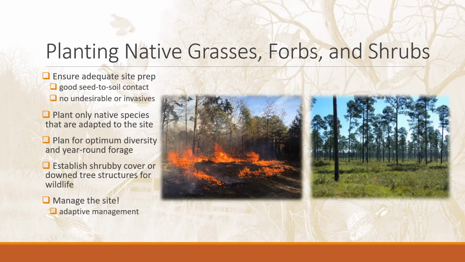So downed tree structures are basically kind of like brush piles without all the dirt and debris in them. But if you were to cut down some trees and kind of pile them in layers within an area in about a 30 by 50 block, that will provide that protection and escape cover that many of our wildlife utilize.